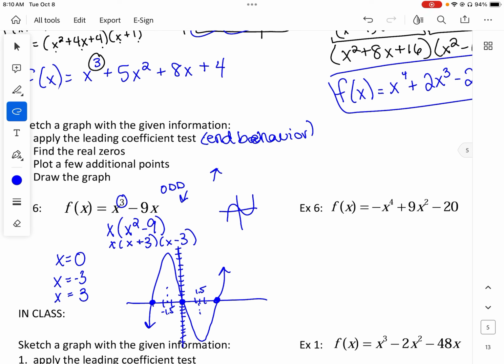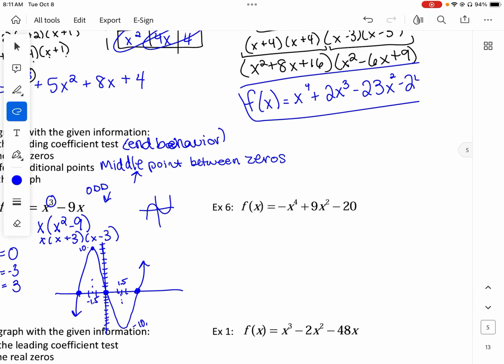So what we did was kind of find a middle point between zeros, and then find out where it actually goes up to. So this one went up to like 10 point something. This one went down to negative 10 point something.